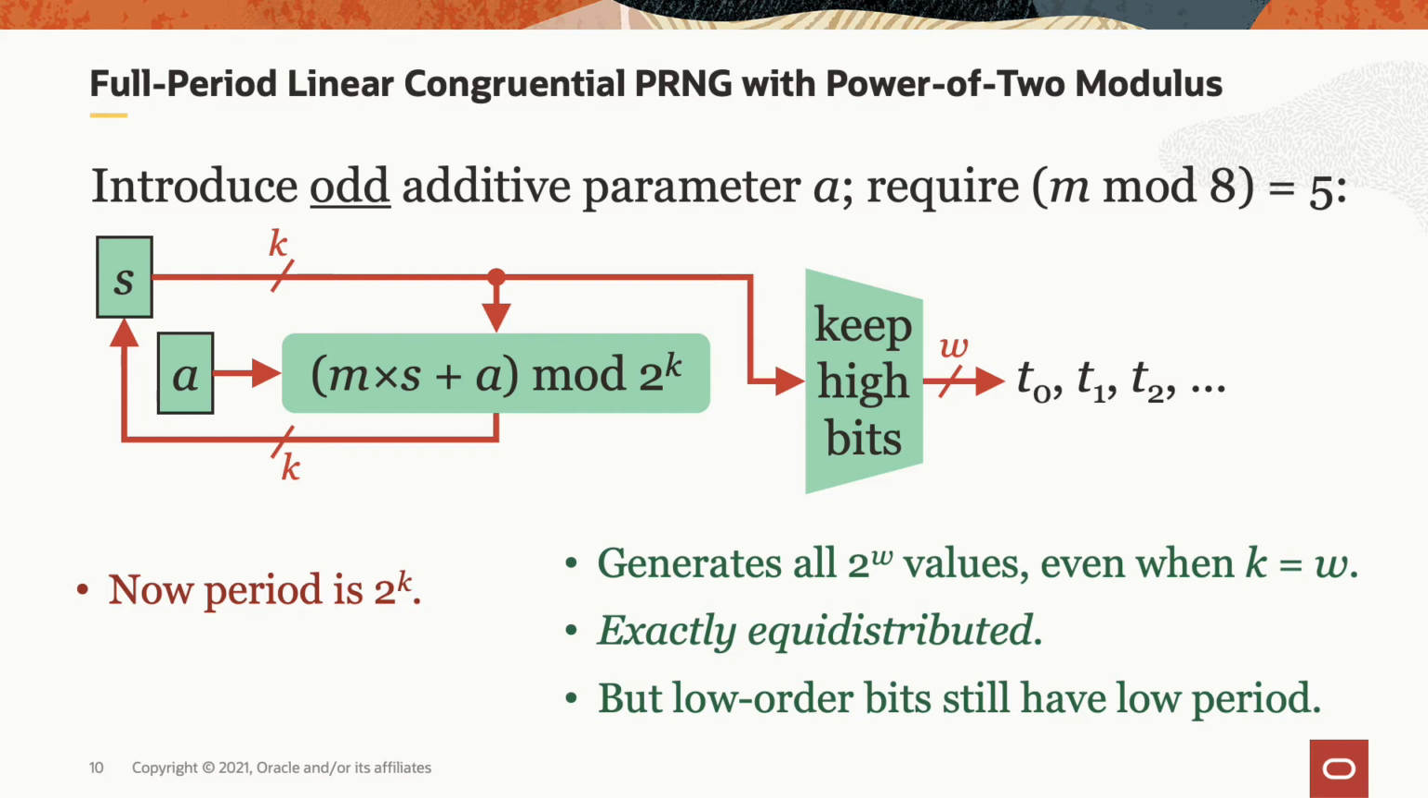The lowest order bit has a period of 2. It alternates between 0 and 1. The next bit has a period of 4, 0, 0, 1, 1. The next bit has a period of 8, and so on.